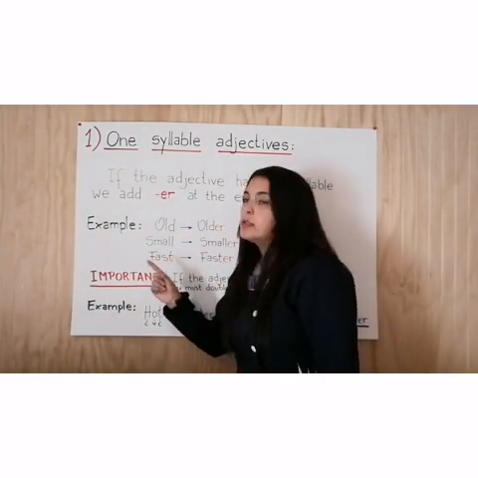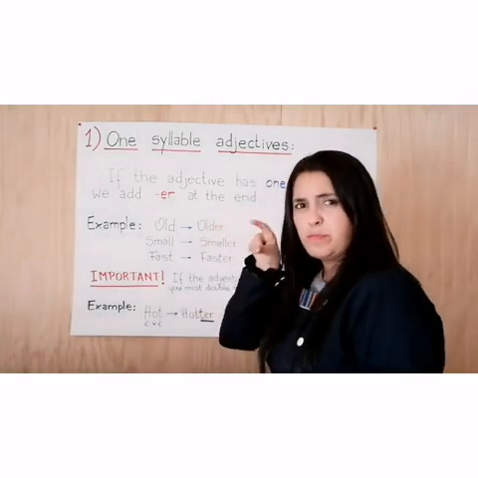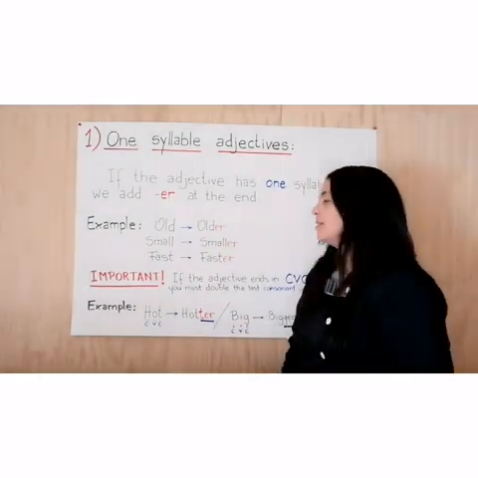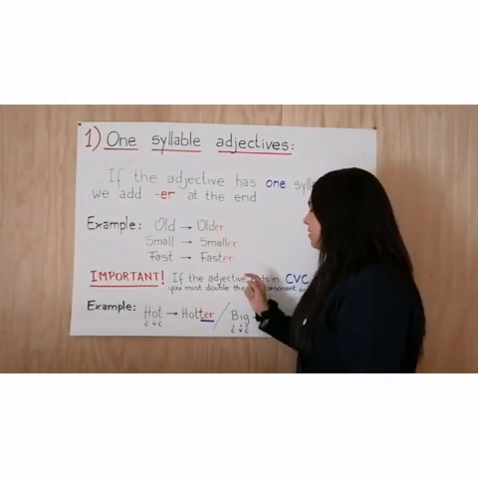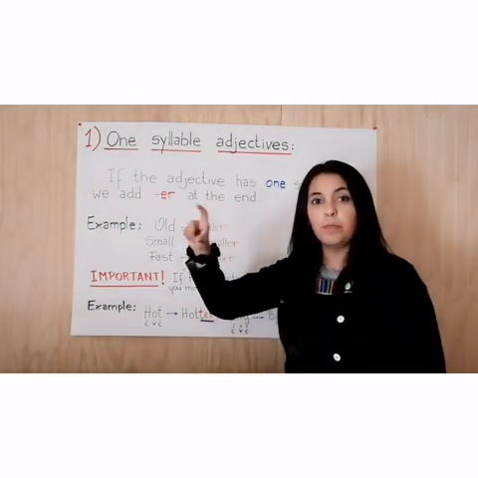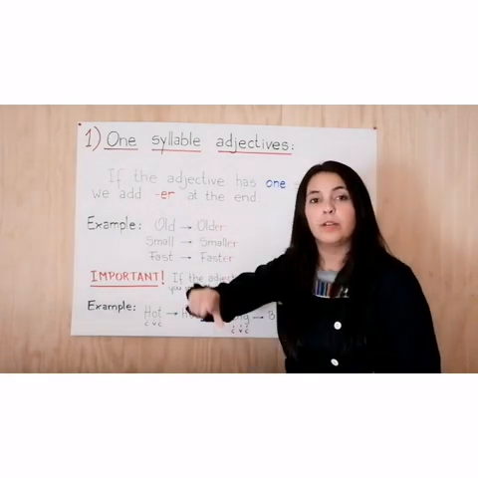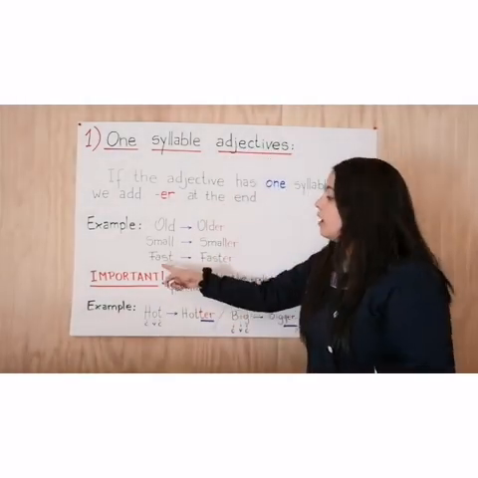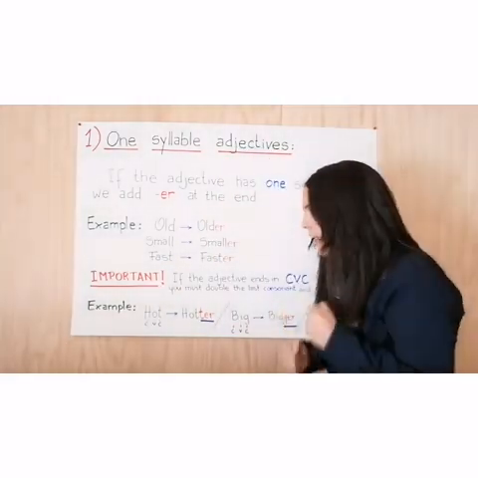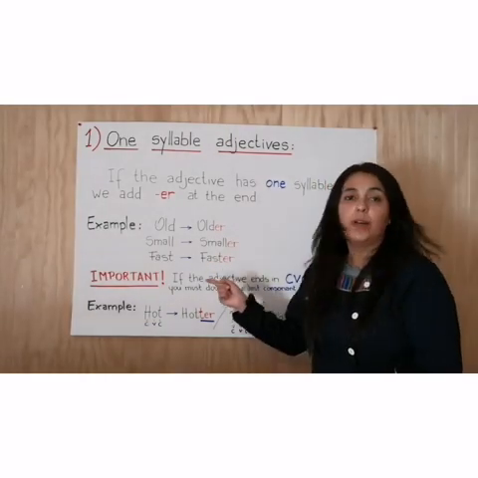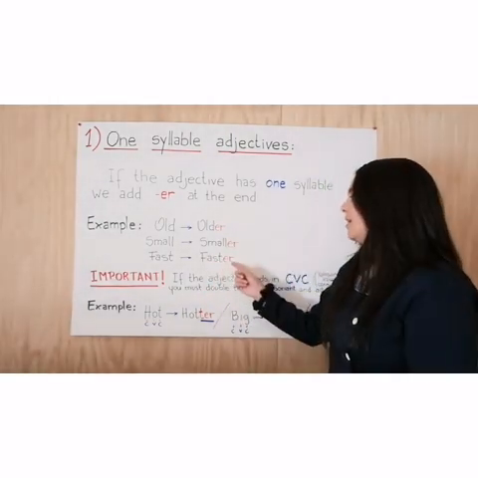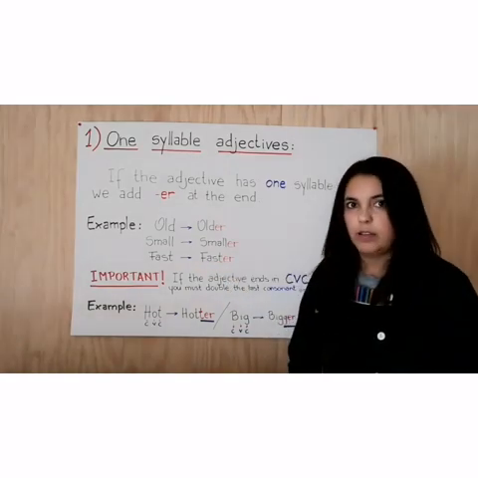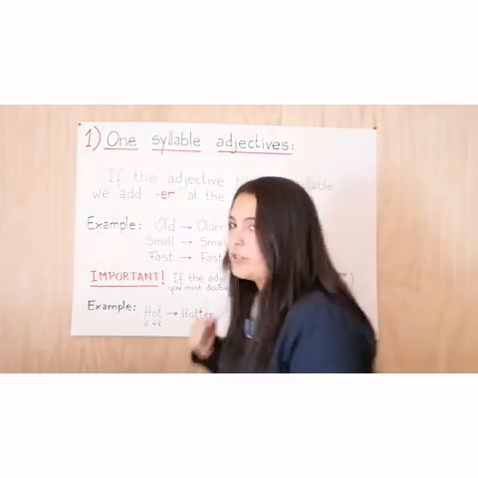Second example, small. Something small. It's one syllable. So we add er at the end. Smaller. Small, smaller. Fast. It's one syllable. So we add er at the end. So the word is faster. I am fast, faster.